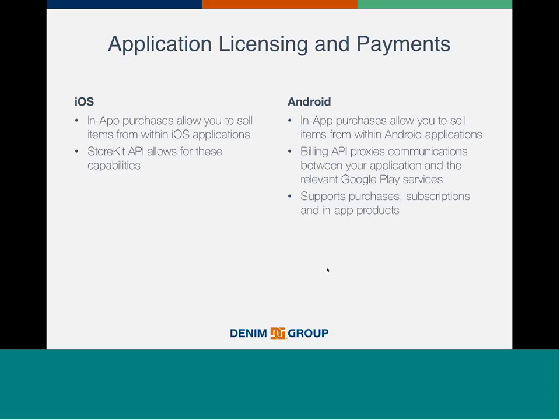Similarly, for application licensing and in-app payments, both iOS and Android let you do things like allow users to buy additional content. In the iOS environment, the StoreKit API allows for those types of capabilities. In an Android environment, the billing API allows you to proxy these types of communications with the relevant services. Again, in the secure mobile development reference, we provide links that can guide you to understand more about how these capabilities work and how you can call into them from your particular application.